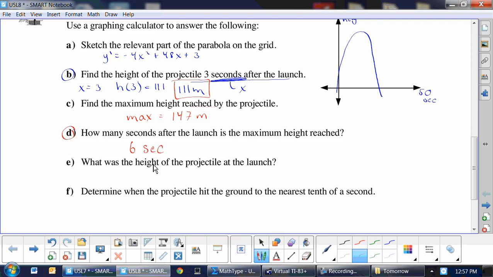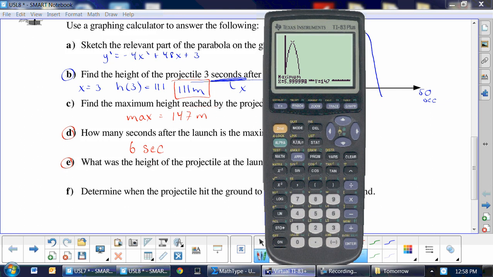So for letter E, we say what is the height of the projectile at the launch? So at how many seconds are we launching it? Can I have someone with their hand up? Yeah, exactly. It's going to be at 0, so it's going to be at our y-intercept. So you just go second trace, value 0, and we find that it's 3 meters high at the start.